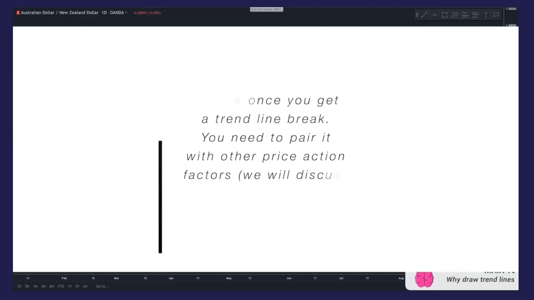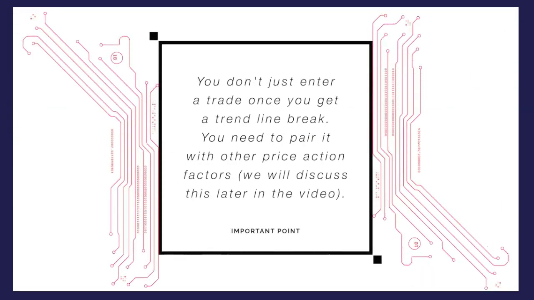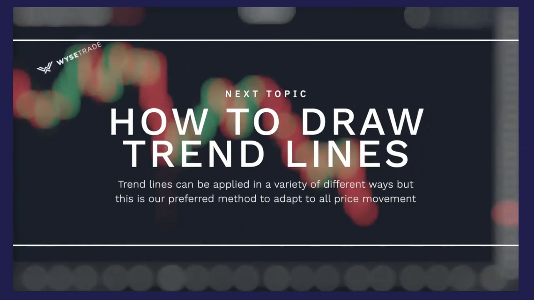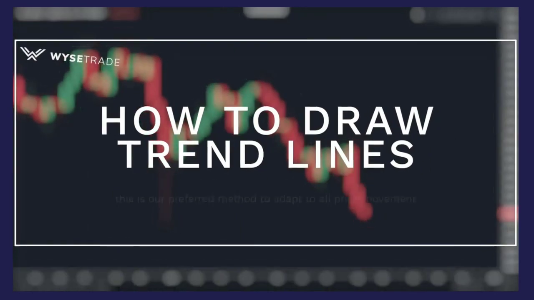Now, this is a very important point. What we just showed you is what occurs in an ideal situation, but is not the law. You need to pair these trend line breaks or rejections with key price action factors before looking for a trade entry, which we will get into later in this video. So now that you know what trend lines are and why we apply them onto our charts, let's go through in depth how to draw trend lines effectively.